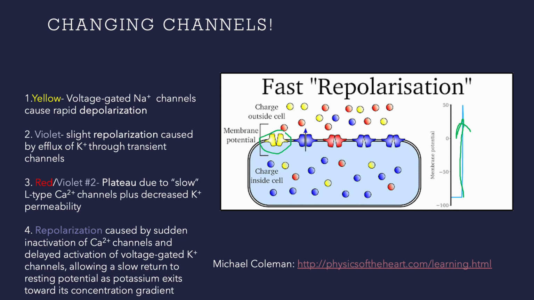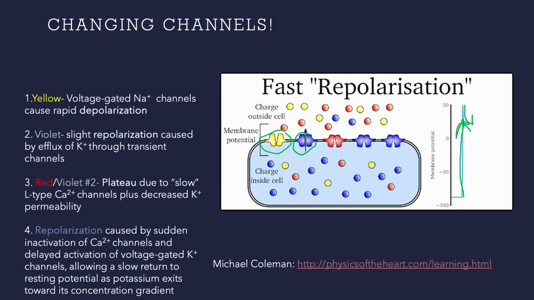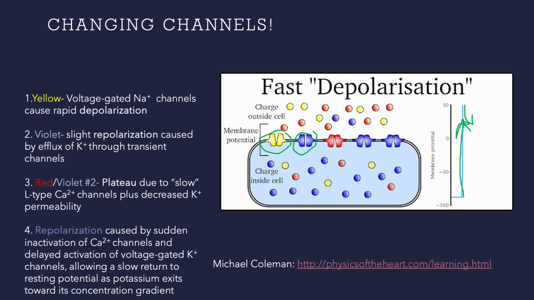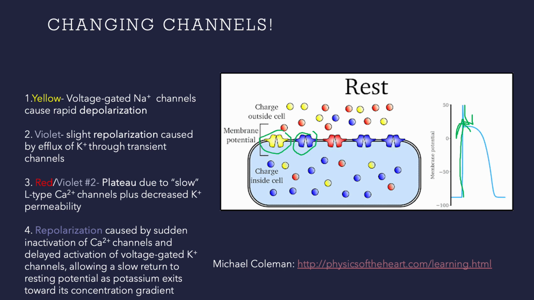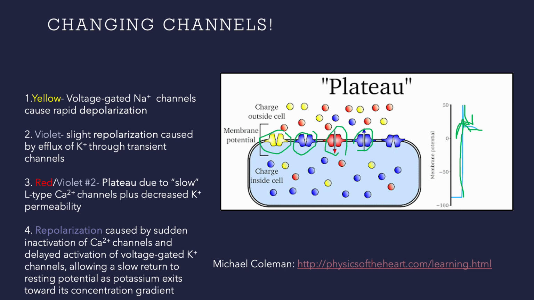The next phase is the slight repolarization down due to potassium efflux. That's this one right here, through transient potassium channels. Next, we have slow L-type calcium channels in combination with the decreased potassium permeability, allowing for this plateau right here. So that's this one and this one.